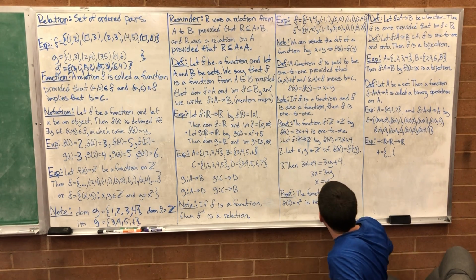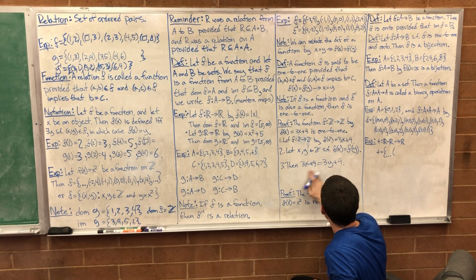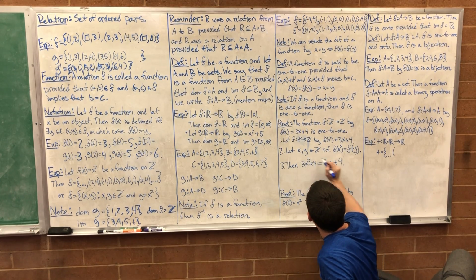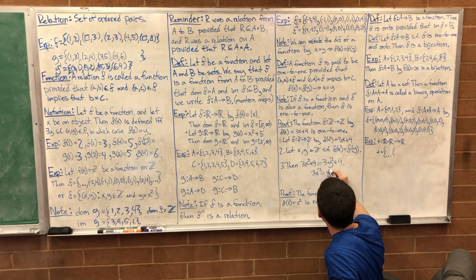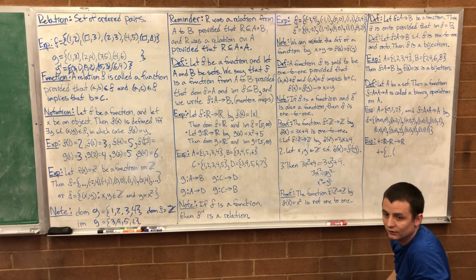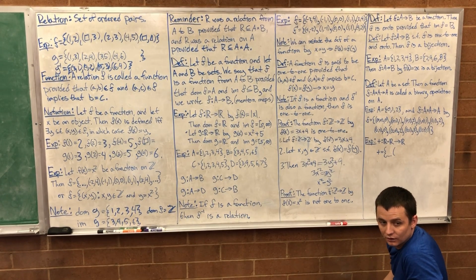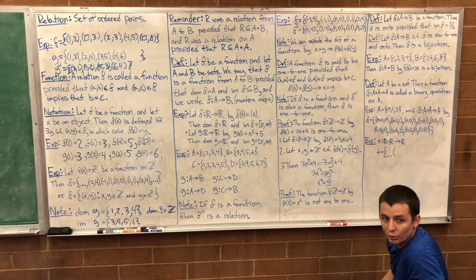Okay. Now, Jake was saying, well, what if we had 3x squared is equal to 3y squared? Then I could get x squared is equal to y squared. Then what? Get the square root of both sides. But you're saying we don't have the square root function?